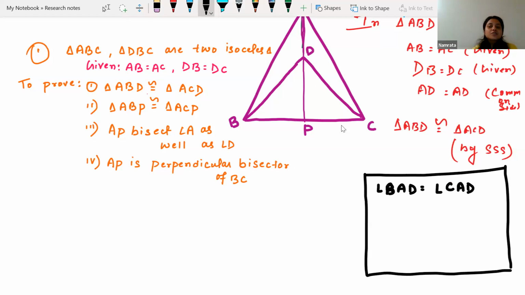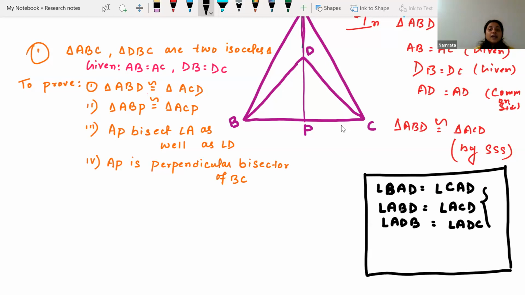Here angle B is equal to angle C. Angle ABD is equal to angle ACD. And what else? Here angle D is equal to angle D. So angle ADB is equal to angle ADC.